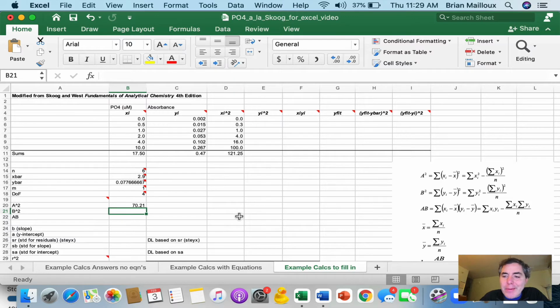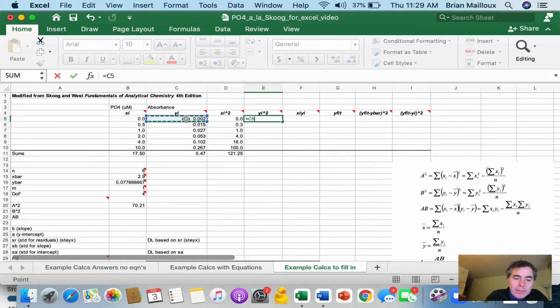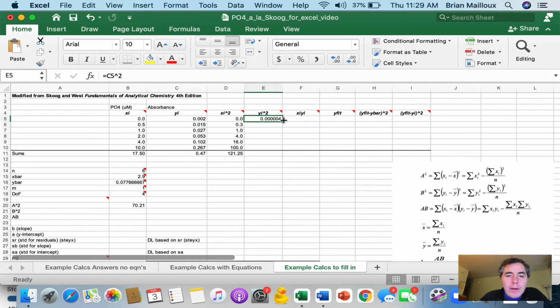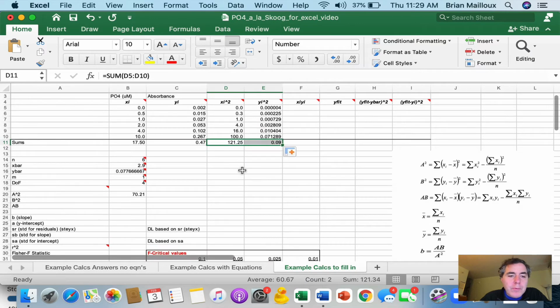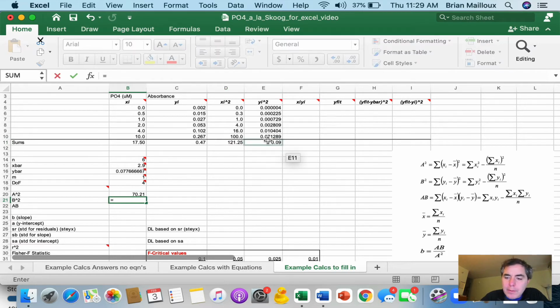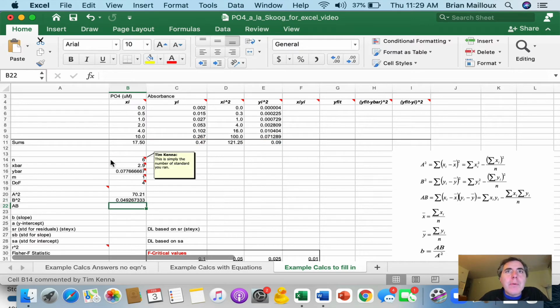Now we want our b squared. So if we look at this as the sum of yi squared, so we don't have those yet. So we're gonna make those. We're gonna square our yi's, drag them down, messed up our border, put our border in. Right, we're gonna make this sum. Over here we add the sum. Right, and so now we can do our b squared. So this is gonna now equal the sum of yi squared minus the sum of yi, the whole thing squared, divided by n. And you can see there's two slightly different numbers. Now we get our b squared.